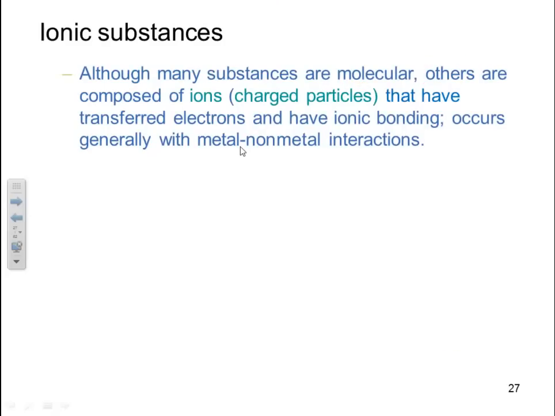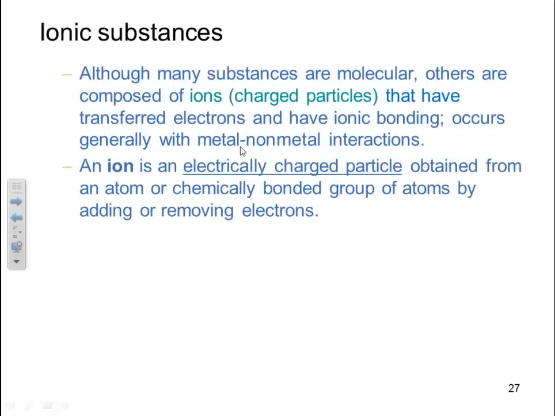Let's talk about ionic substances. Although many substances are molecular, others are composed of ions, in other words, charged particles that have transferred electrons and have ionic bonding. This occurs generally with your metal-nonmetal interactions. An ion is an electrically charged particle obtained from an atom or chemically bonded group of atoms by adding or removing electrons. So we talk about sodium and chlorine.